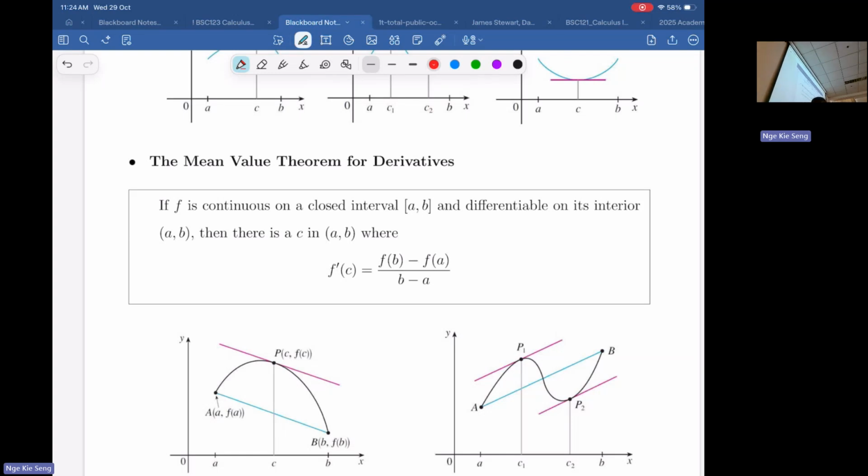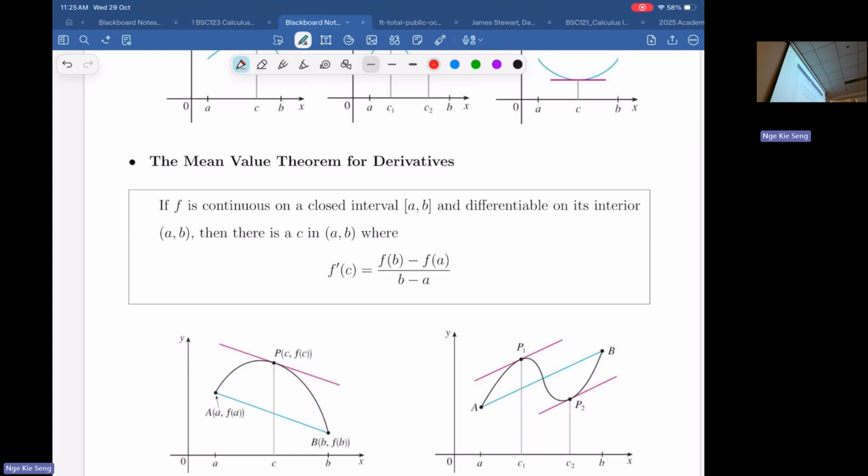Does it make sense? Okay, so this idea is the same as Rolle's theorem. Why is it the same idea? This is just a tilted version of Rolle's theorem. So why is this true? You can tilt this A and B to the case of Rolle's theorem, where the values of A and B are the same. Then this secant line will become horizontal. Does it make sense? Okay, so this is really a generalization of Rolle's theorem.